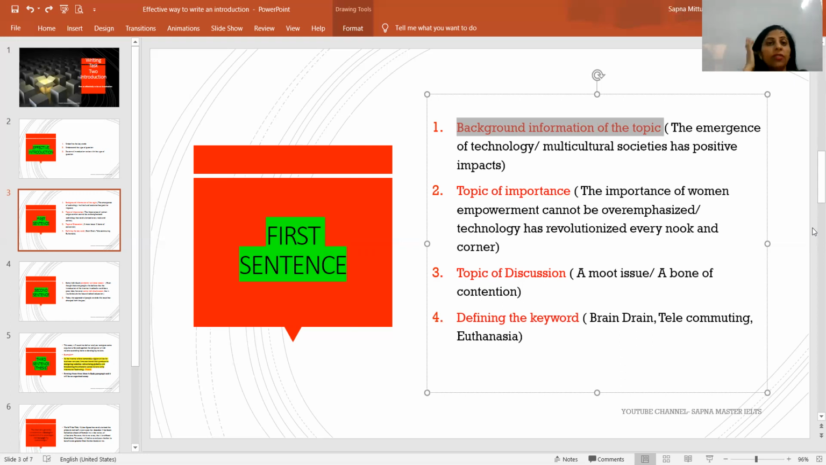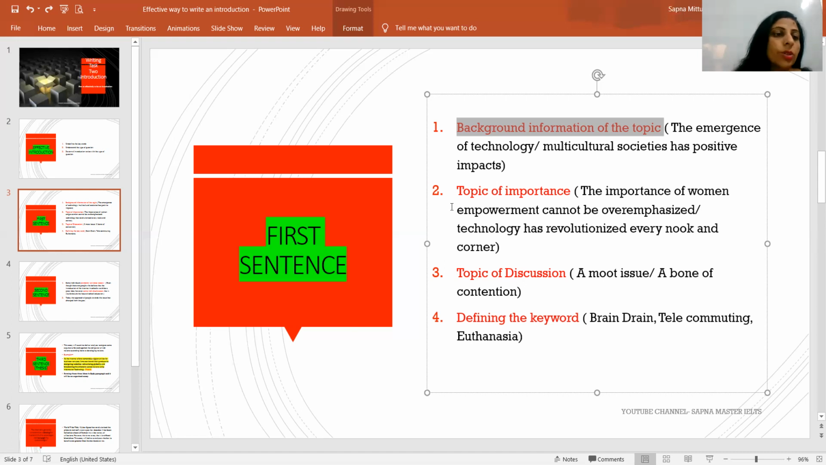And the fourth thing, you can define the keyword, like euthanasia, comma, which is also known as mercy killing, and then you will start defining it. In this way, your first sentence is complete. It means your first sentence is done. So out of these 4 options here, you can use any one and complete the first sentence of your introduction, right?